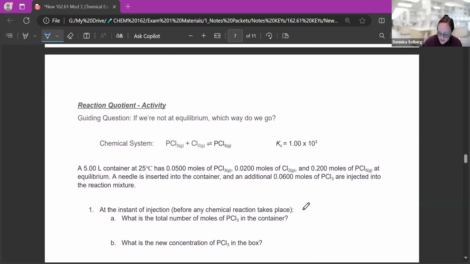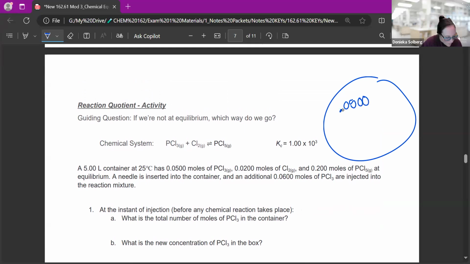So that means I've got, say, this 5-liter container, I'm making it a circle, and it has currently at equilibrium 0.0500 moles of PCl3, 0.0200 moles of, oh, sorry, that's Cl2, and 0.200 moles of PCl5. If I were to plug these into my K equation, I would get 1,000. And if you do that, you would. Again, molarity is not moles, but I digress.